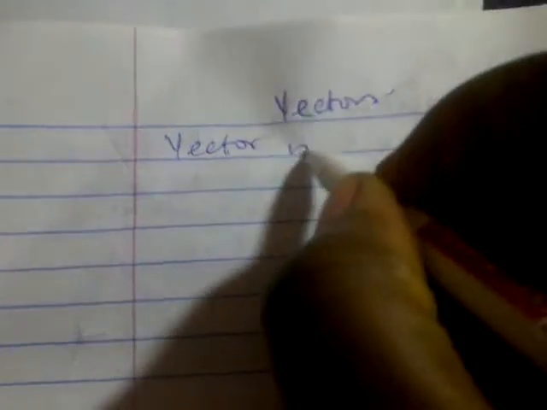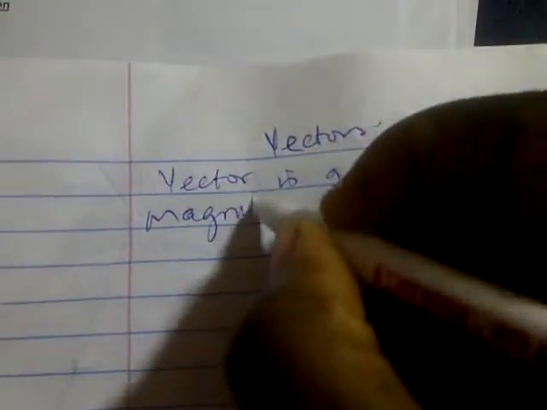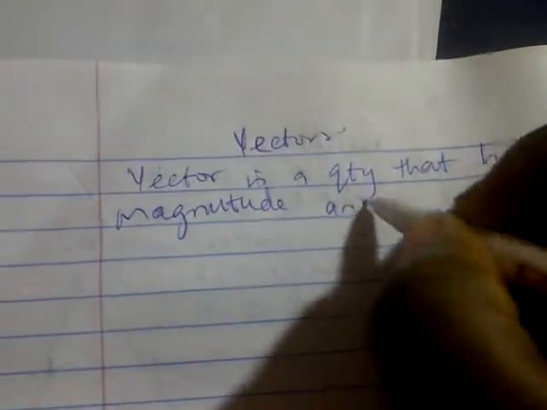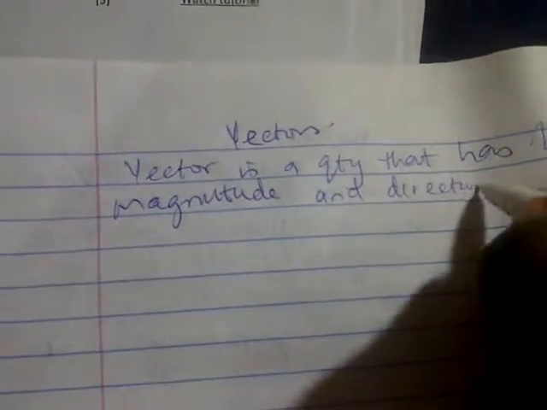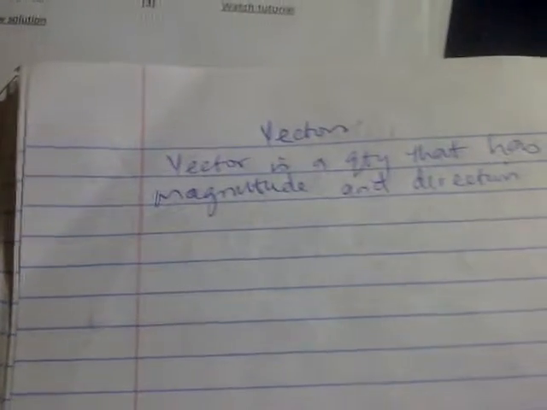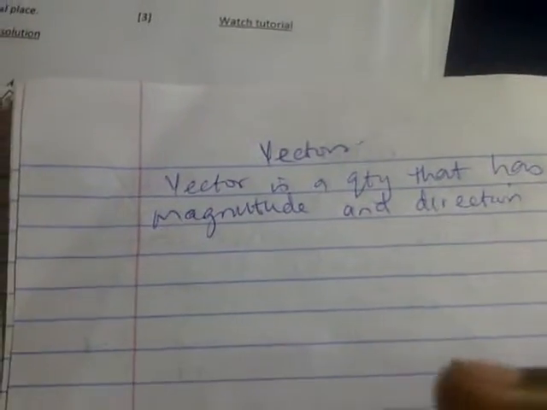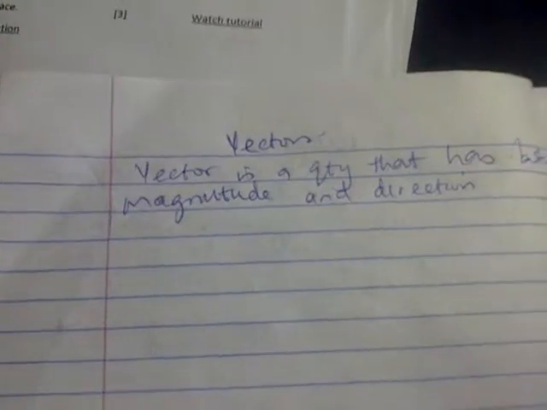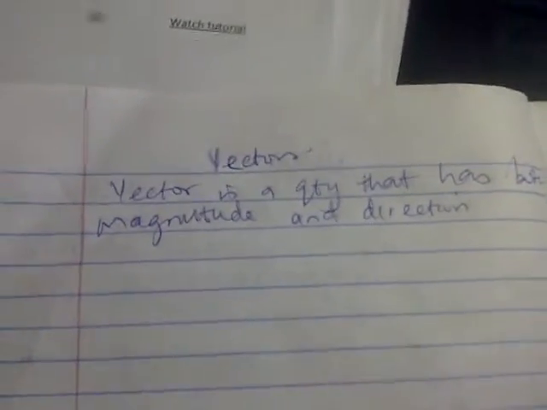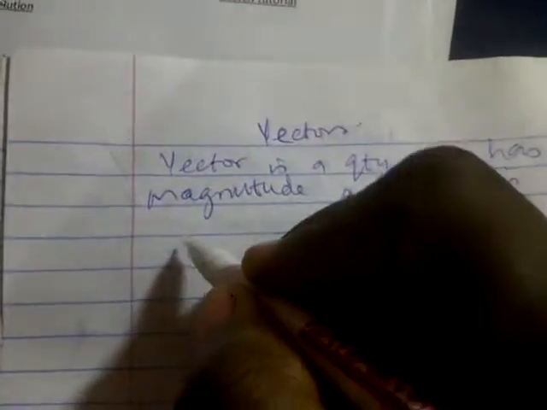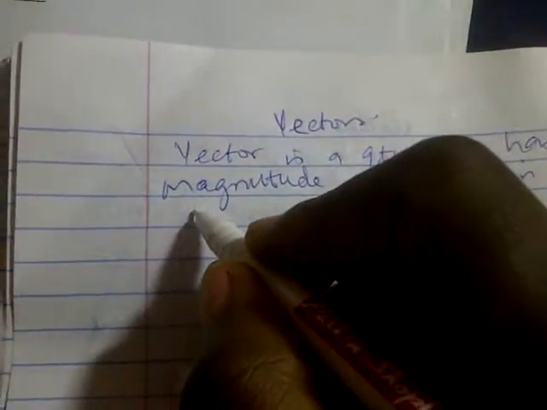Now, what is a vector? A vector is a quantity that has both magnitude and direction. So it has magnitude and then it has direction too. If a quantity has magnitude and direction, that's the only thing that qualifies us to call it a vector. Now, there's another quantity type that we call scalars.